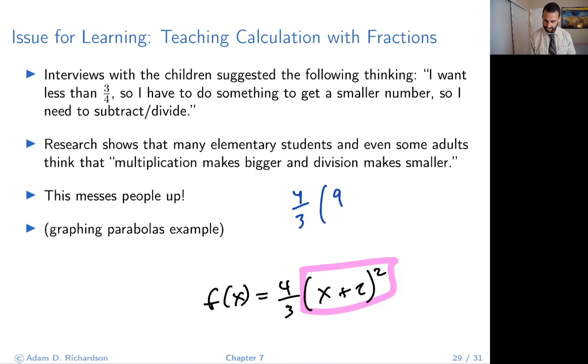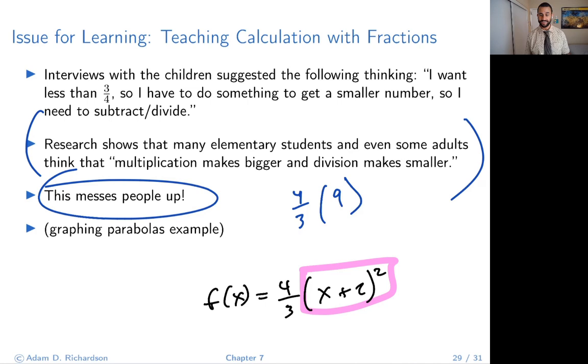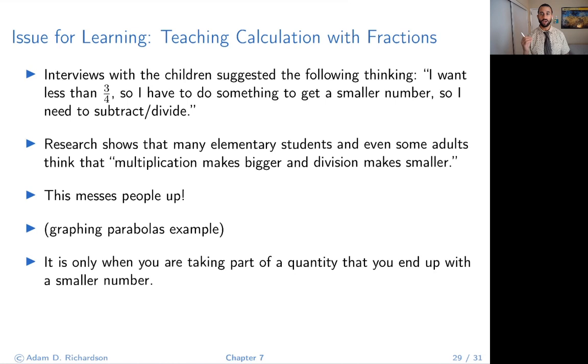Well, 4 thirds is bigger than 1. So if I multiply 9 by 4 thirds, I'm going to have at least one whole 9, and then another third of a 9. So it's going to be a bigger number. It has nothing to do with the fact that it's a fraction. It has everything to do with the size. That's why it's very important not to make those mistakes, because this messes people up. That's why you got to be very, very careful. Anyway, it's only when you're taking part of a quantity that you end up with a smaller number.